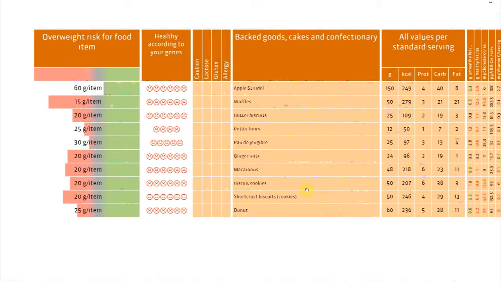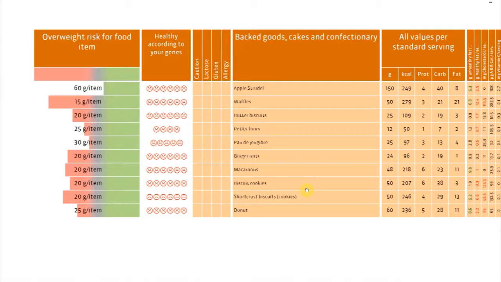And it is different for something with a lot of carbs and a lot of fat, depending on your genes. So what this bar tells us, when it's small and green, is that this food is not a problem for you and your genes. Eat as much as you want from it, almost. So you can eat a lot of it.